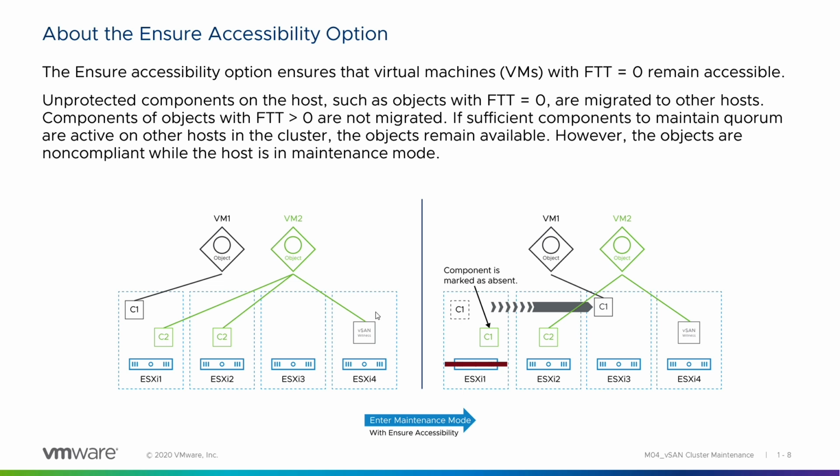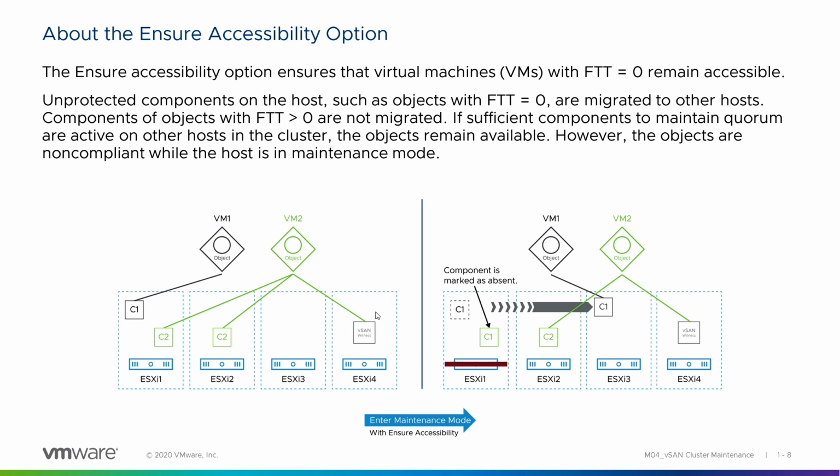Now, in this case, we're trying to explain to you the default. And the default is ensure accessibility. So what ensure accessibility is doing is simply moving the bare minimum to ensure that every virtual machine can continue to run. Now, if you take a look, I'm about to put host 1, aka ESXi1, in maintenance mode. And as you can see here, that host has 1 component for VM1. And you can see VM1 is not redundant. So when you choose to ensure accessibility, we need to move that component elsewhere to make sure that that virtual machine can continue to run.